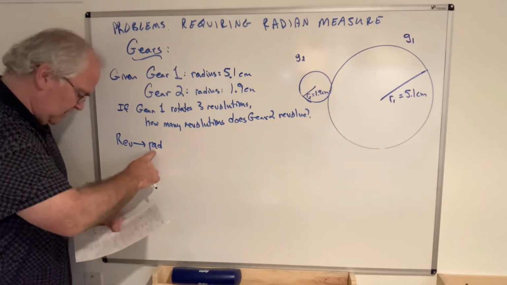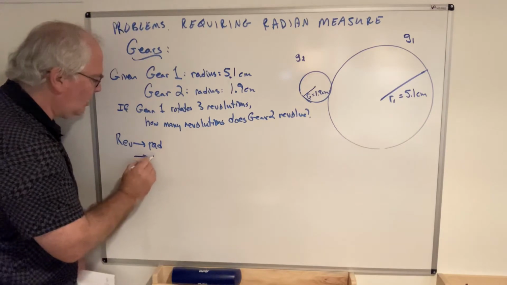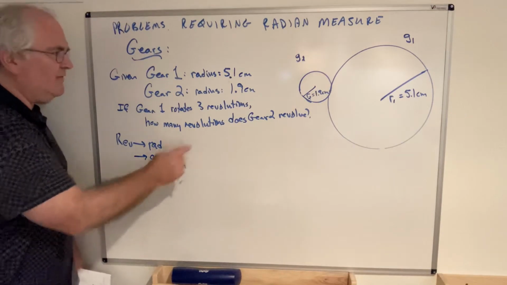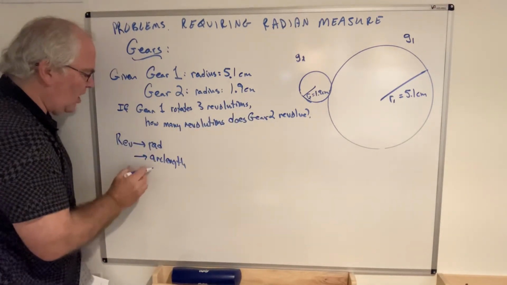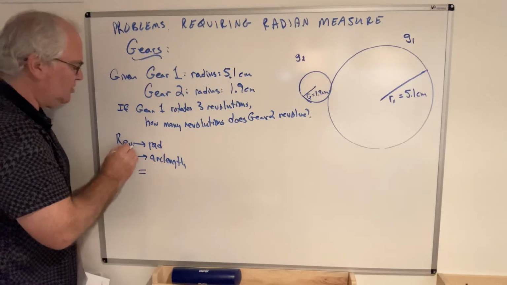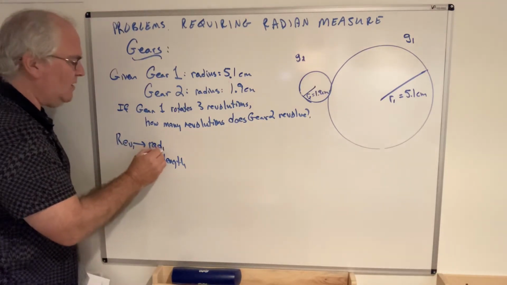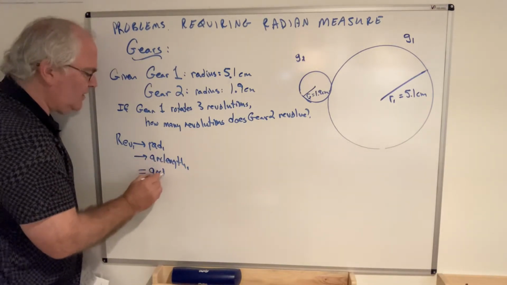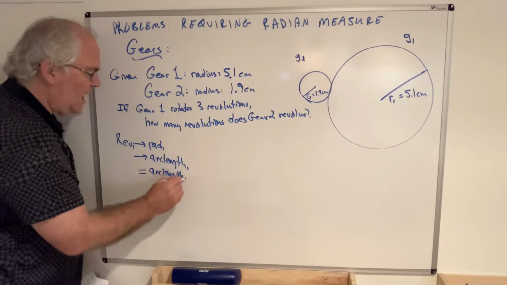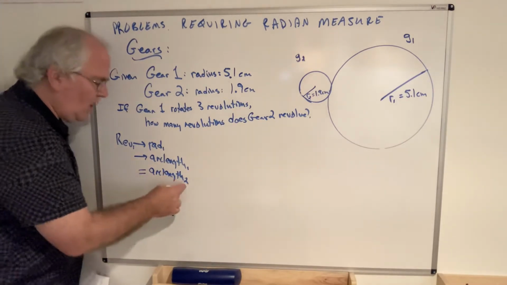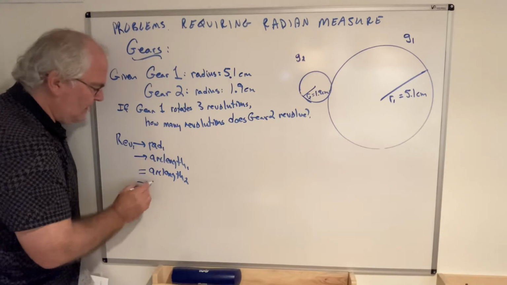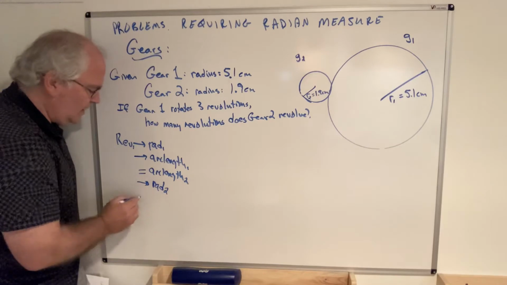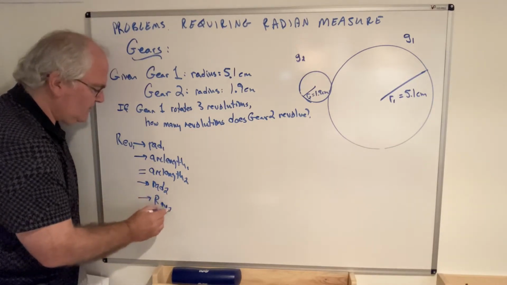Then, after radians, we're going to find arc length. But the arc length of the large is equal to the arc length of the small. So this is revolutions on gear number 1, radians on gear number 1, arc length on gear number 1. But that is equal to arc length on gear number 2. Then we use arc length of gear number 2 to find radians of gear number 2. And then we use radians to find revolutions.